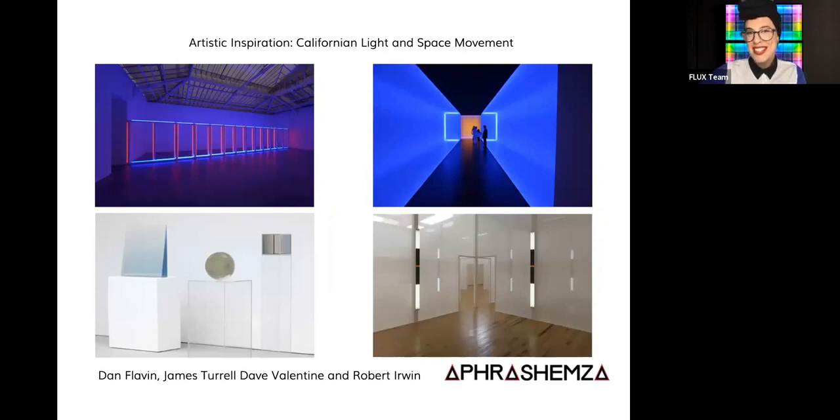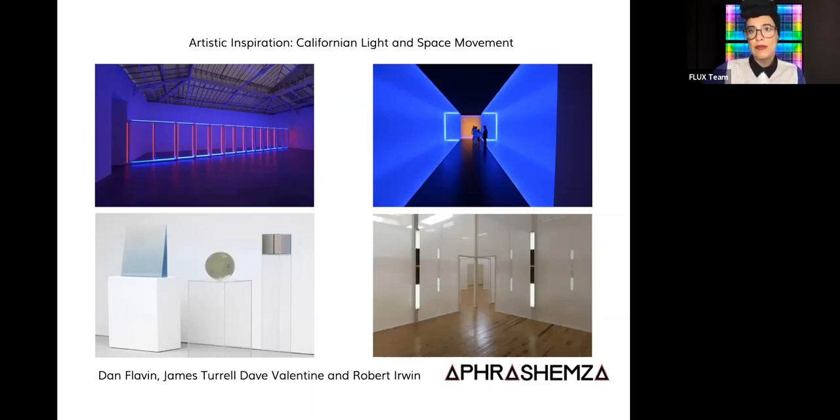I didn't really start using light until a lot later on in my practice. And I really was inspired by artists like Dan Flavin, James Turrell from the Californian Light and Space Movement, Dave Valentin and Robert Irwin. And I found their works fascinating, and light became a really important and integral part of my practice. So it became a tool for me to create works that really engage the viewer.